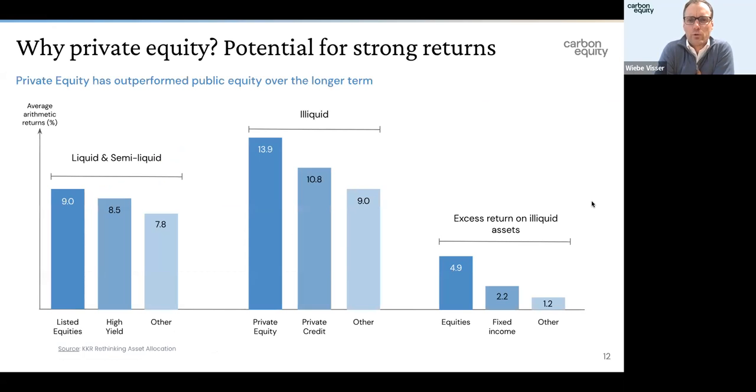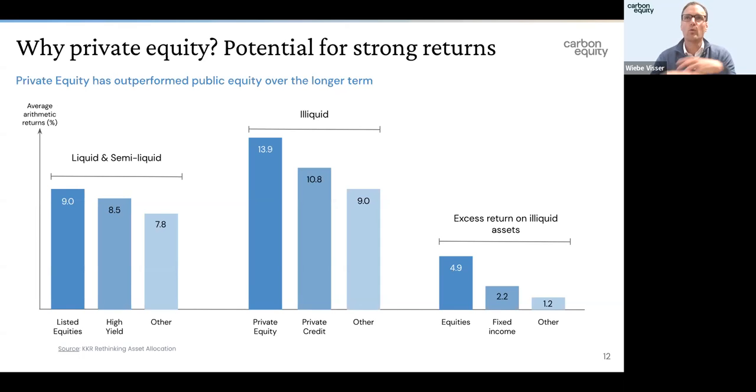Now, secondly, the returns for private equity historically have been very strong. On the left-hand side, you see the annual returns of listed or liquid strategies, so strategies that invest in public markets. This has been measured on a 10-year basis, with the global financial crisis in there, from 2008 to 2018. The annual return for public equity investing has been 9%, while over the same period, if you have invested in private equity, the median annual return has been 13.9%. Both are the median outcomes. And there you see there's almost a 5% premium when you invest in private equity.